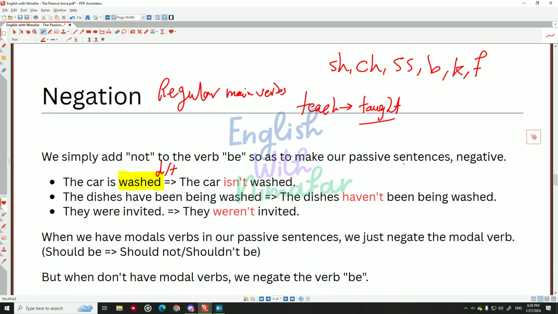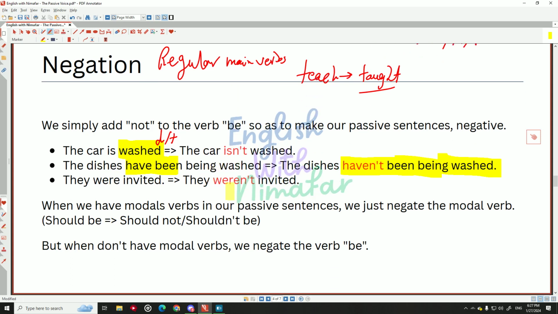So the car is washed. The car isn't washed. The dishes have been being washed. The dishes haven't. So here, we change have been to haven't been being washed. Actually, if you want to get it right, the first verb you see, it can be auxiliary or main verb, you add the not there. We were invited. We weren't invited.